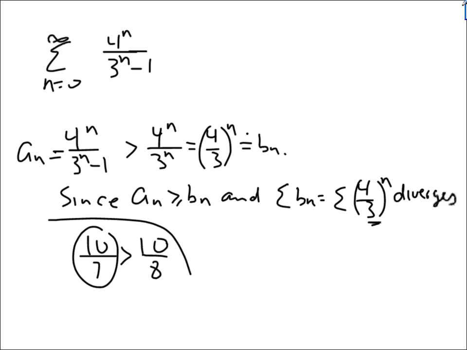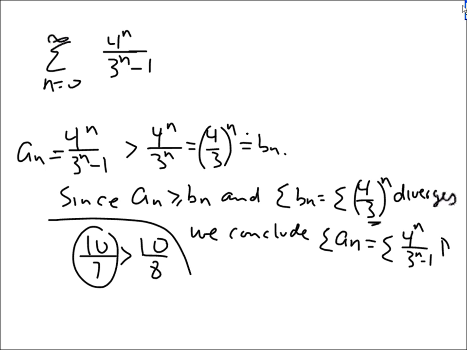Since a_n's are bigger than b_n's and the summation of b_n's diverges, we conclude the summation of a_n, that is the summation of 4 to the n over 3 to the n minus 1, diverges by the direct comparison test.